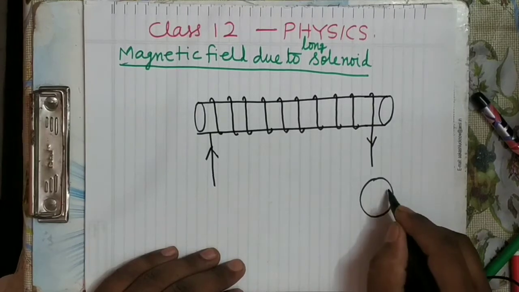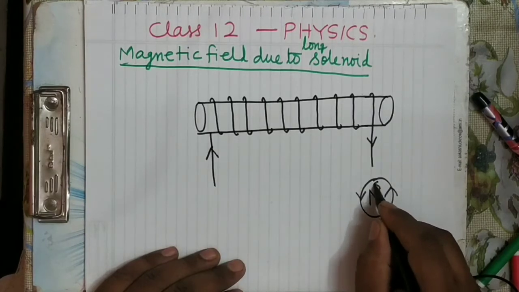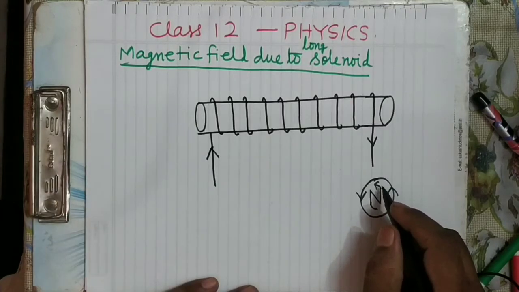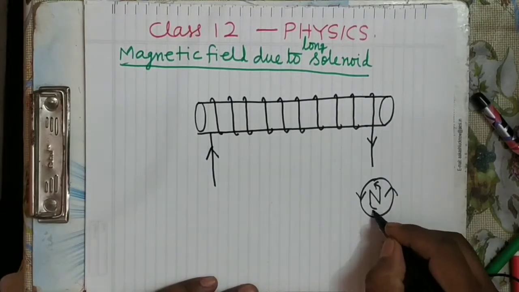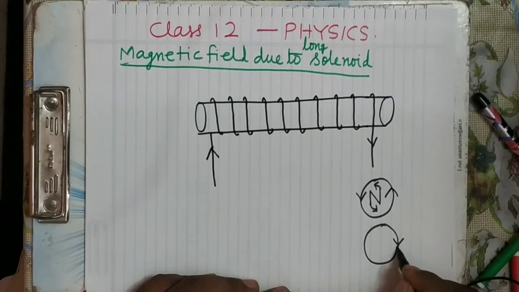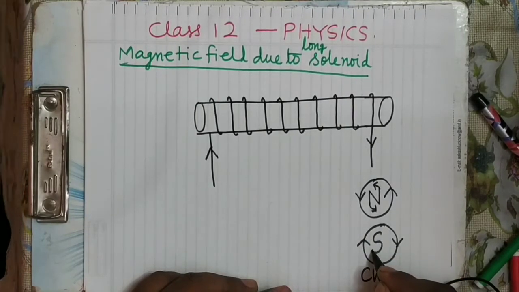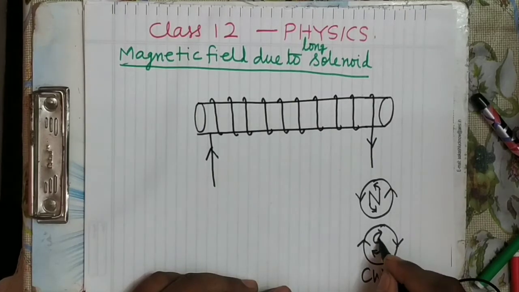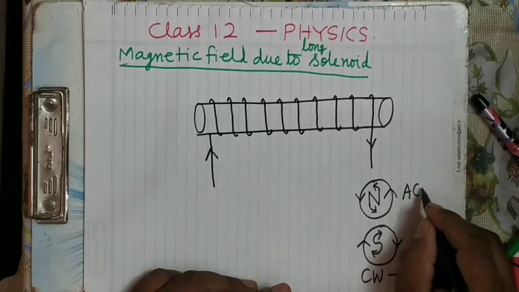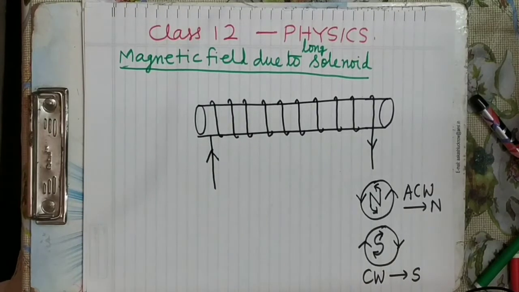If the direction of current is anti-clockwise, then there will be north polarity. If you are observing from this side and the direction of current appears anti-clockwise, then there will be north polarity. Similarly, if the direction of current appears clockwise on the face of the coil, then there will be south polarity. So anti-clockwise means north polarity, clockwise means south polarity.